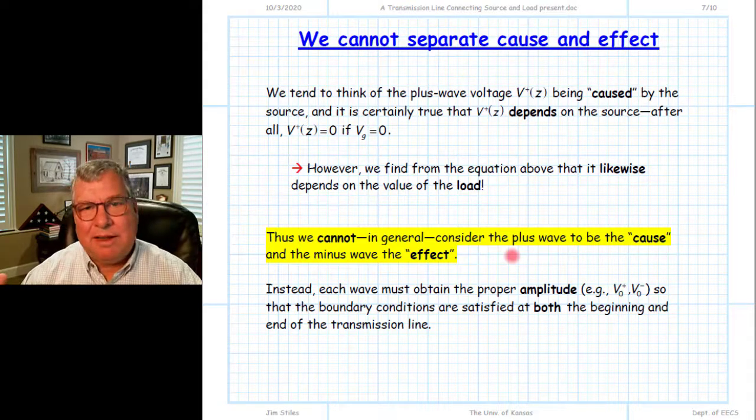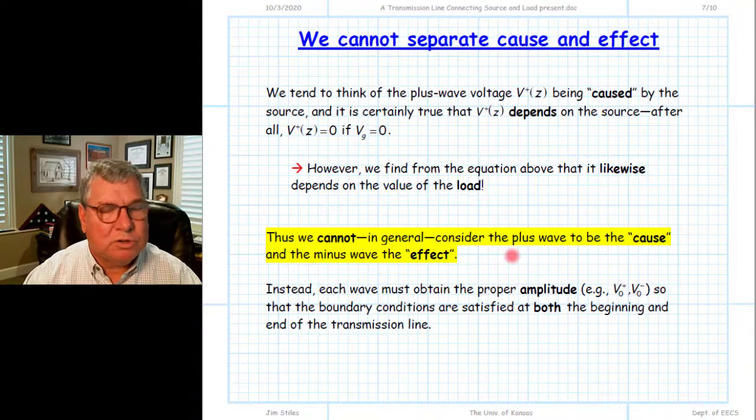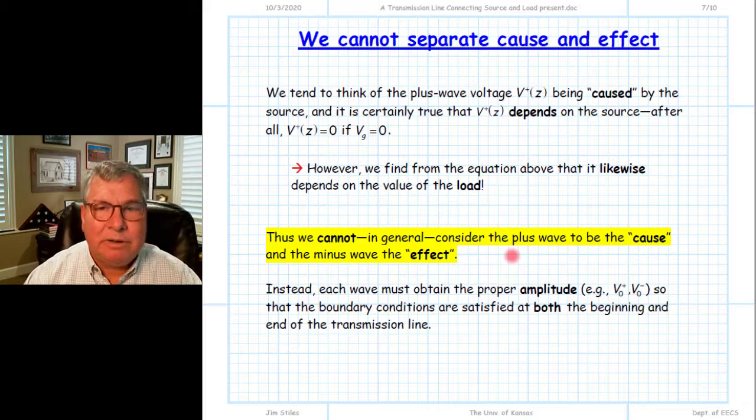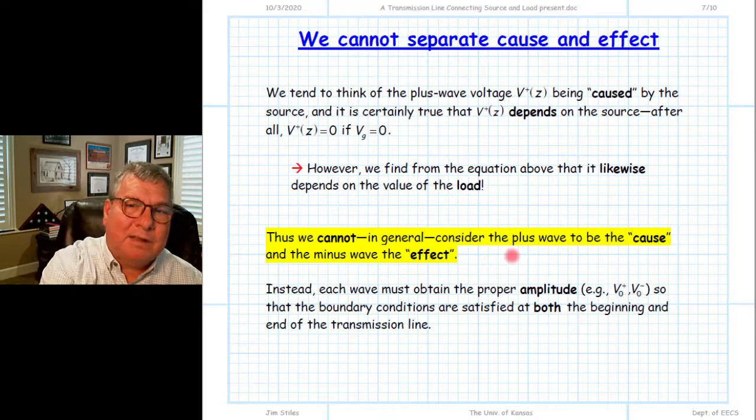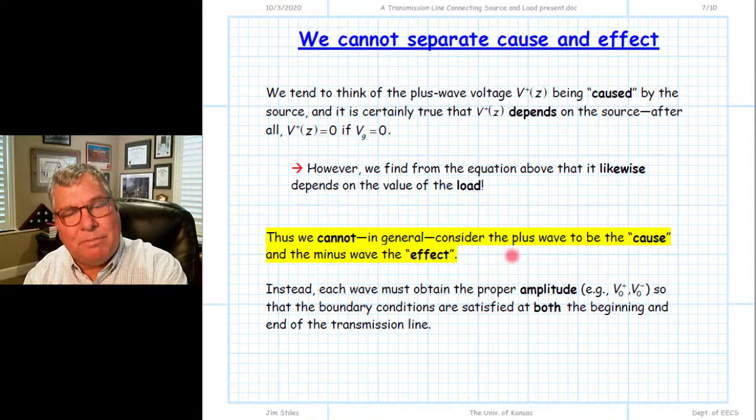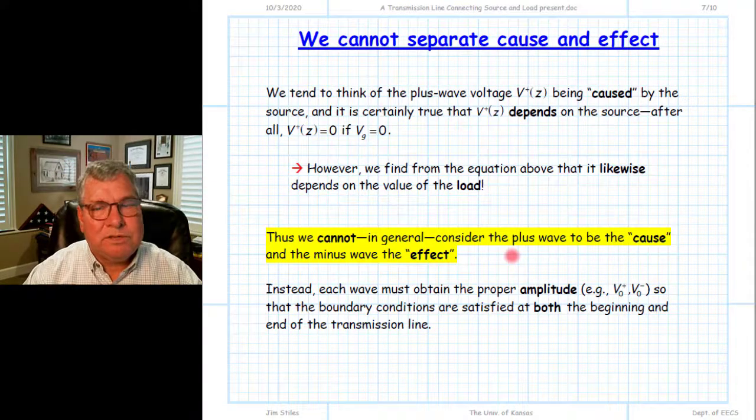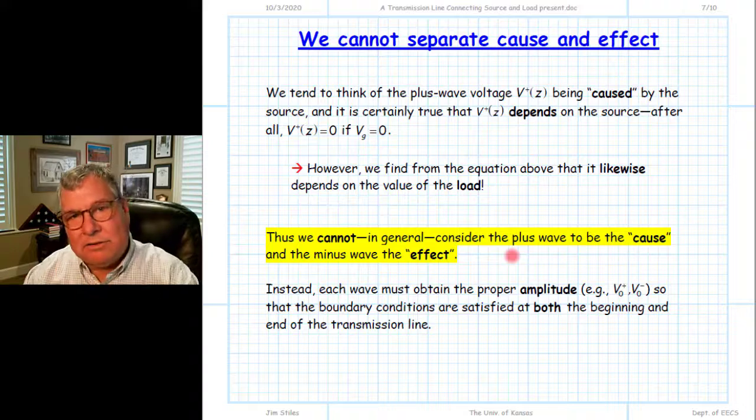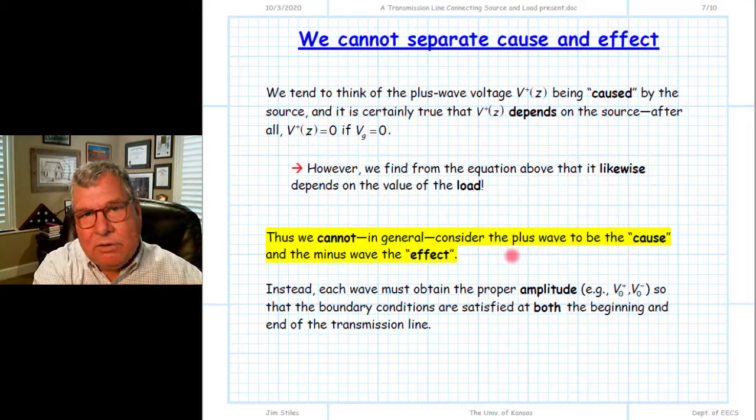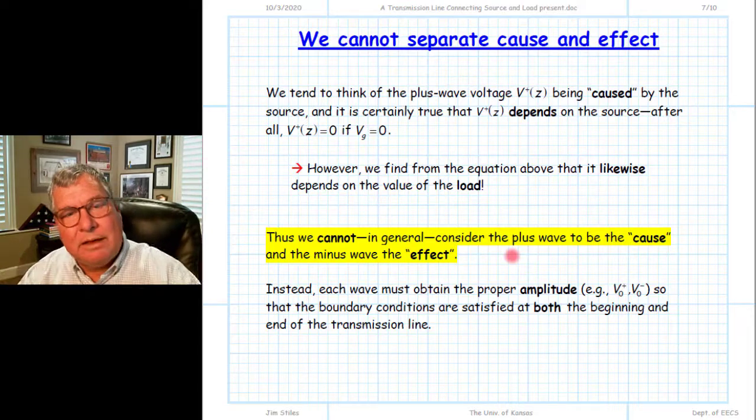Students oftentimes get this idea because they've seen bounce diagrams in some of their courses where there is a transient on the end of a transmission line, and we can follow the transient as it propagates down the line and hits the load at the end and bounces off and turns around and propagates back the other way. And so we start to assign causality. The source creates an incident wave toward the load, which causes a reflected wave that comes back.